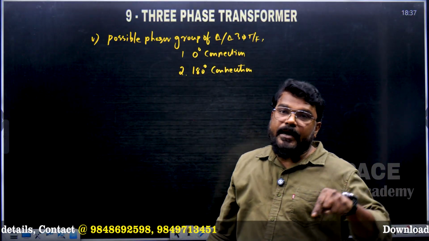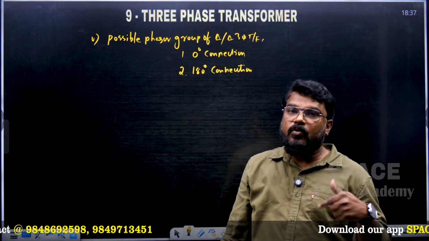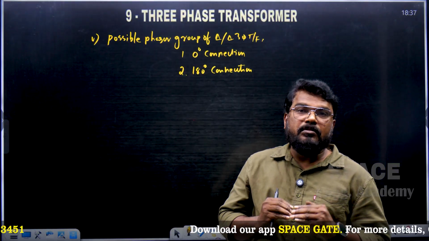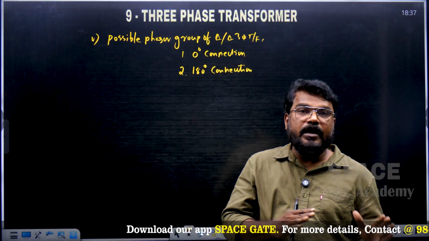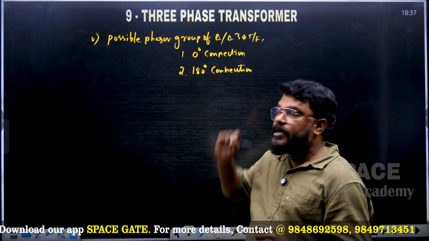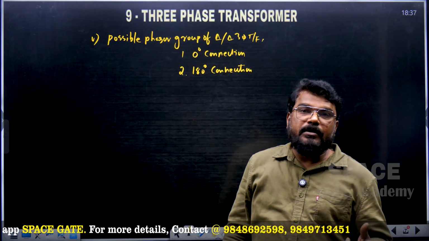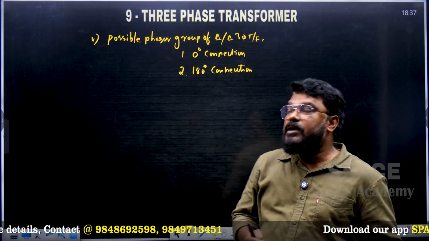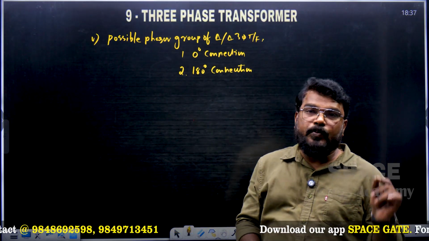When is the 0 degree connection possible, and when is the 180 degree connection possible? If the outgoing terminals of the primary winding and secondary winding are similar, the possible vector group is the 0 degree connection. If the outgoing terminals of the primary winding and secondary winding are not similar, then the possible vector group is 180 degrees.